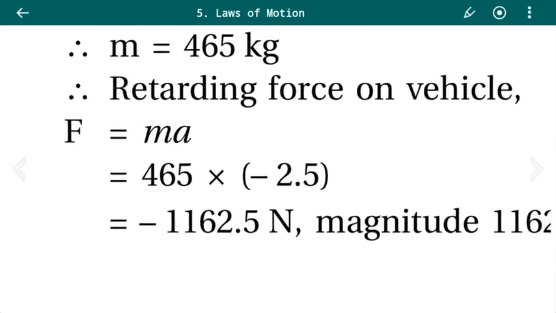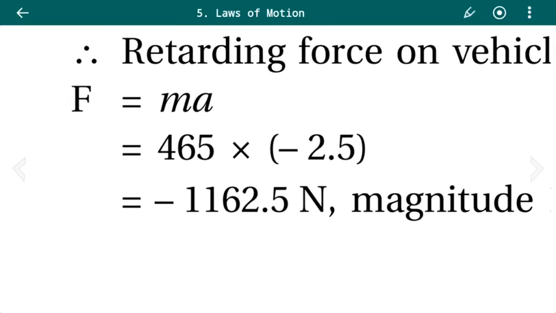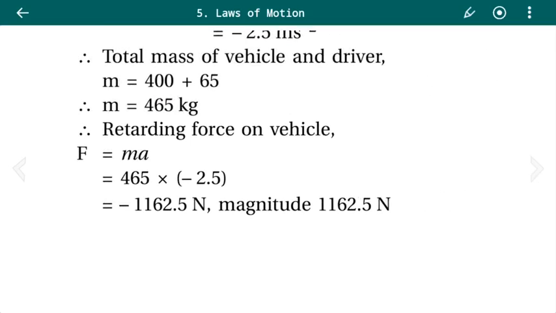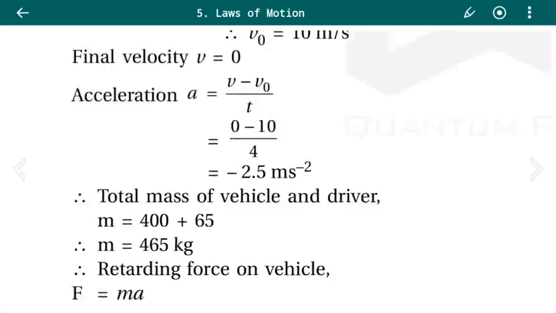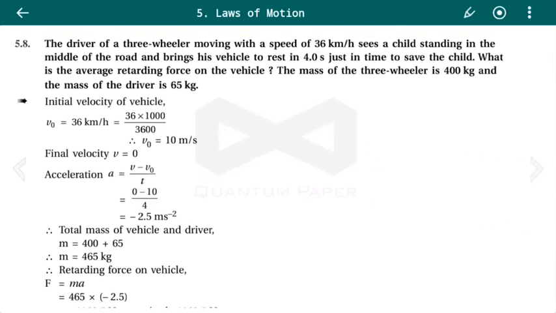Now to find the force, we can use the equation F equals ma. Put the value of M and a, that is 465 into minus 2.5. Value is minus 1162.5 Newton. Its magnitude is 1162.5 Newton because here the minus sign shows the direction, that is, the direction of force is opposite to that of the acceleration. So students, you may note down this numerical.